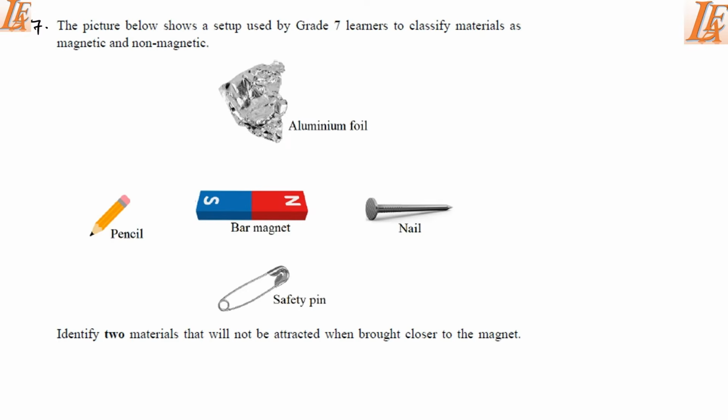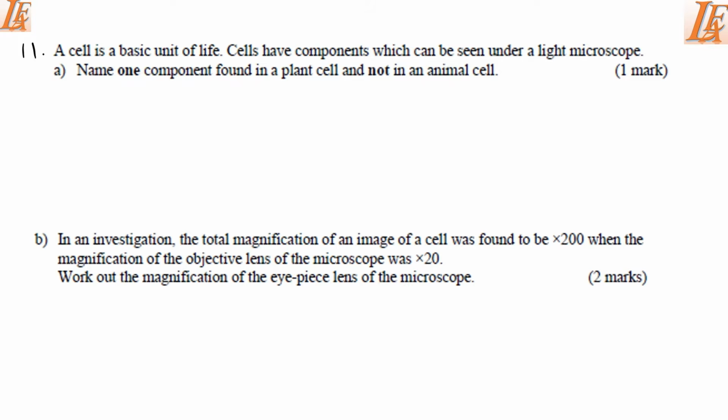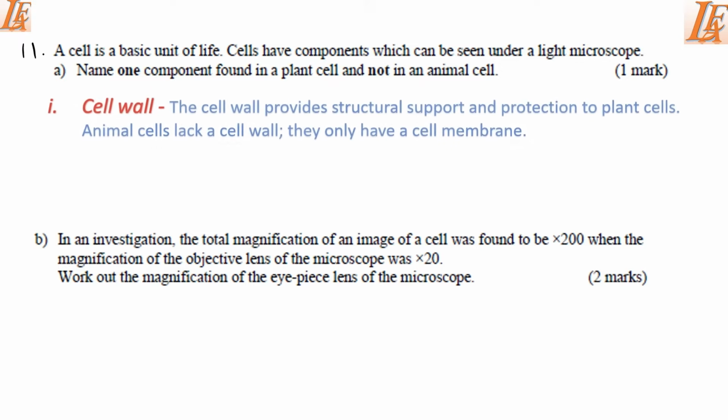Question 17. A cell is a basic unit of life. Cells have components which can be seen under a light microscope. The first question, name one component found in a plant cell and not in an animal cell. Now, since we are revising, we are going to give more than one. The first one is a cell wall.